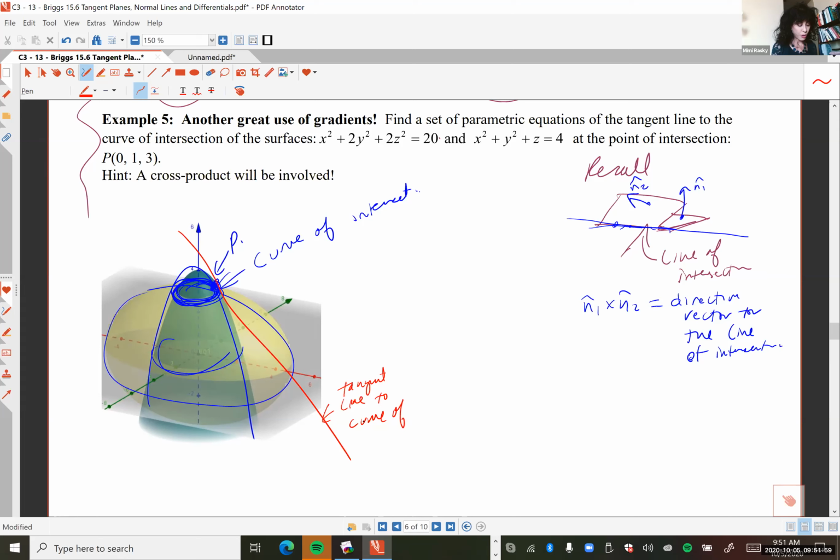Go get the parametric equations for that tangent line. Oh, holy crap, how the heck are we going to do that? So the strategy is going to be very similar to this. So that's why I wanted to bring that up first.